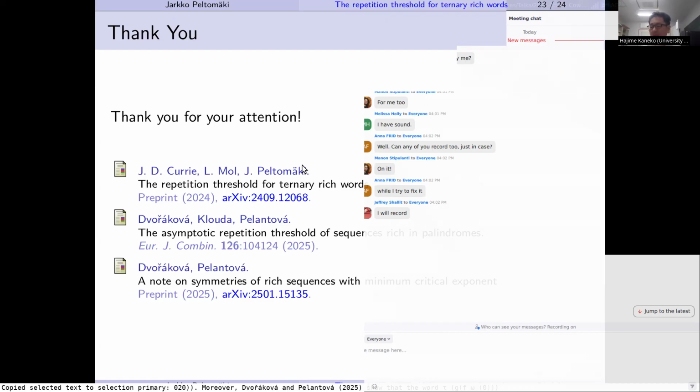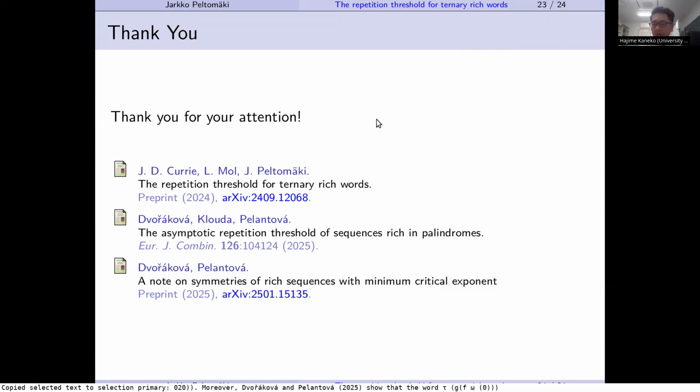Thank you for the nice talk. I have a question about the difference between RT and RT star. Do you have sufficient conditions such that RT is not equal to RT star? For example, in the case of Sturmian words, RT star is equal to RT, is it right? So are there sufficient conditions such that RT is not equal to RT star?